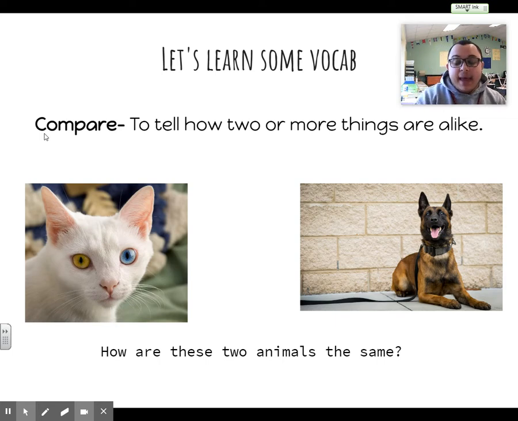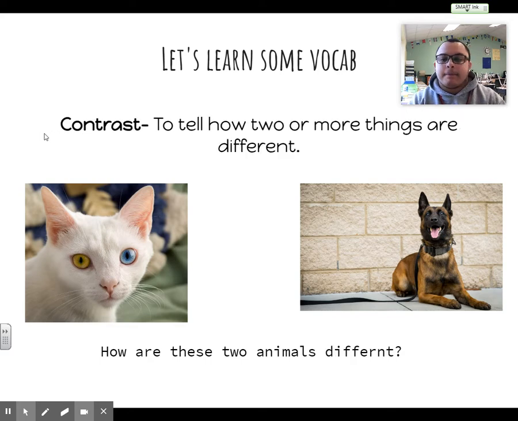Well, they can both be pets. They can both live in a house. They both have ears. They both have noses. Be specific.